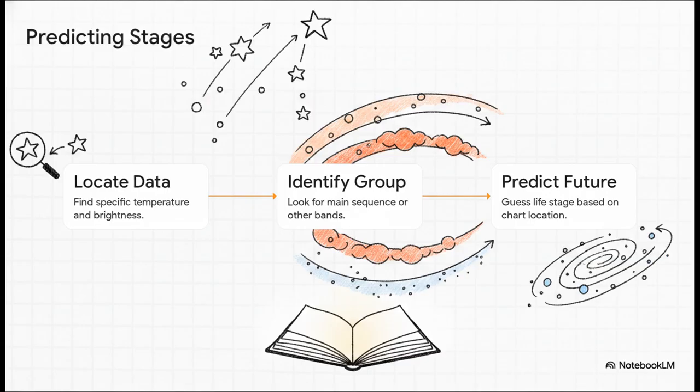Step 3, by knowing its position, you can predict the star's current life stage and its future evolution. Literally, by simply plotting a dot on this chart, scientists can guess a star's life stage and predict its ultimate future. It's just an amazing way to reveal the hidden patterns in nature.